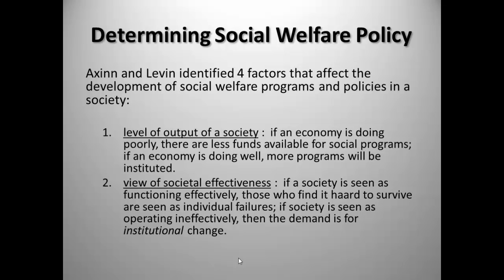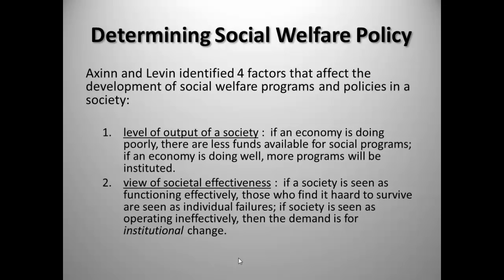Another text that I taught out of one time, and this is not in your text, but this is material that I think is very important for you to know. It came out of a text by authors Axon and Levin. I think that text is still out there floating around in a newer edition now. They identified 4 factors that affect the development of social welfare programs and policies in a society. And I would really like for you to learn these 4 factors, because it helps you understand what the influences are in society that determine the kind of programs that are implemented, what are put in place.